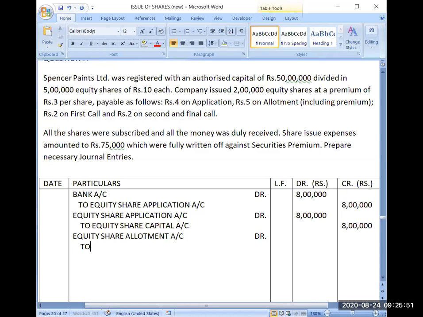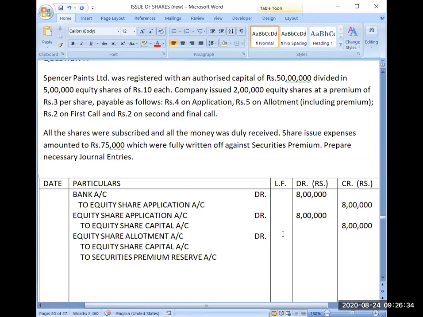Now be careful here because two types of money are due. Capital is also due and premium is also due. This is the due entry. So to equity share capital account, and to securities premium reserve account, because premium is also due here. So I hope the journal entry is clear. There is no confusion in the journal entry.